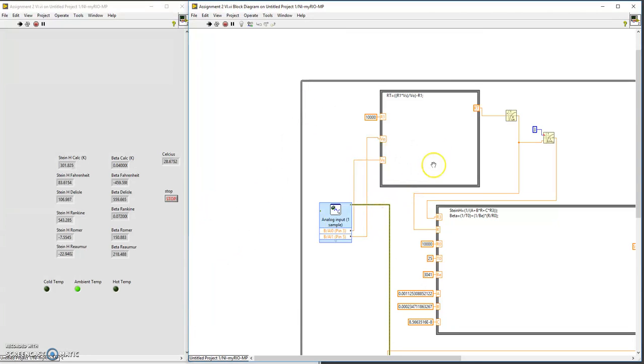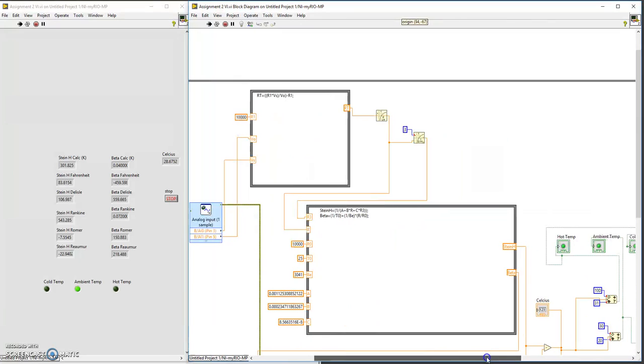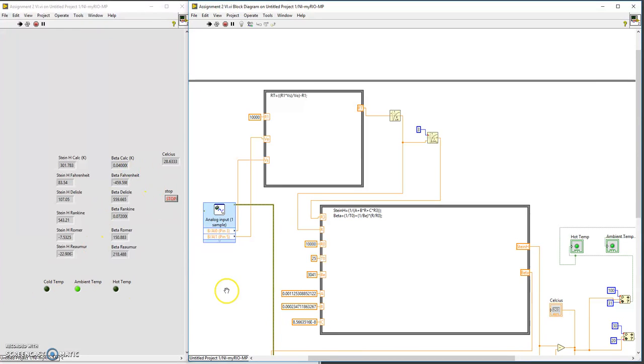So firstly, here is the block diagram on the right, and I've got my front panel on the left here, showing the temperatures and also the LED lights.